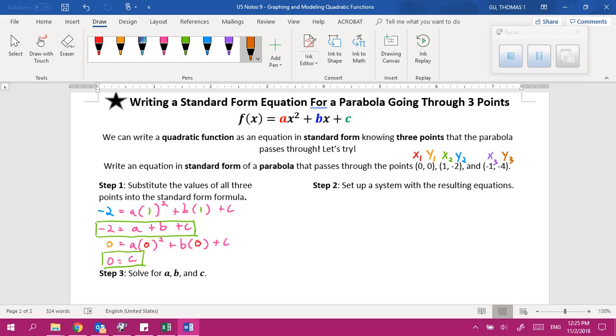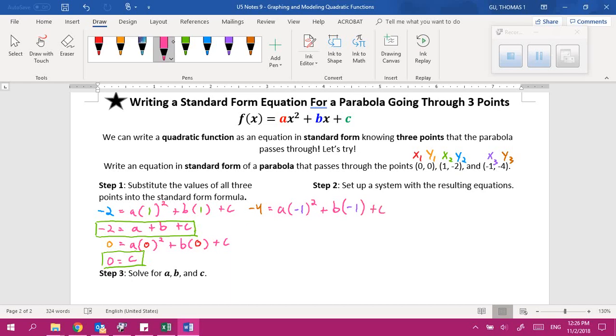Negative 1, negative 4. So what's my equation going to be when I use negative 1, negative 4? Negative 4 equals a times negative 1 squared, plus b times negative 1, plus c. Right. And so let's simplify this.